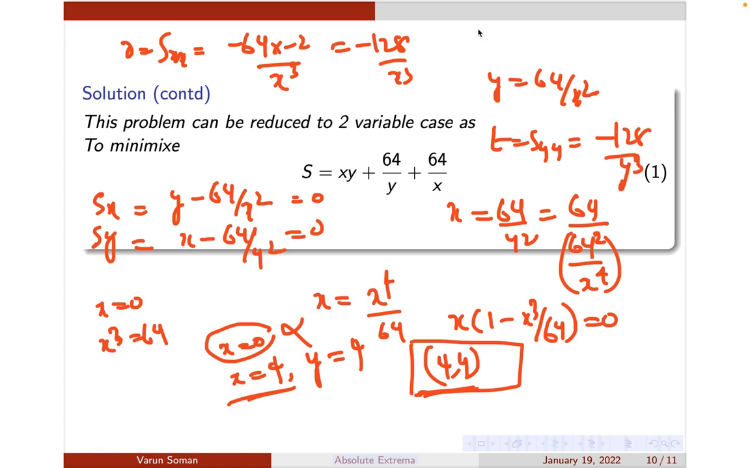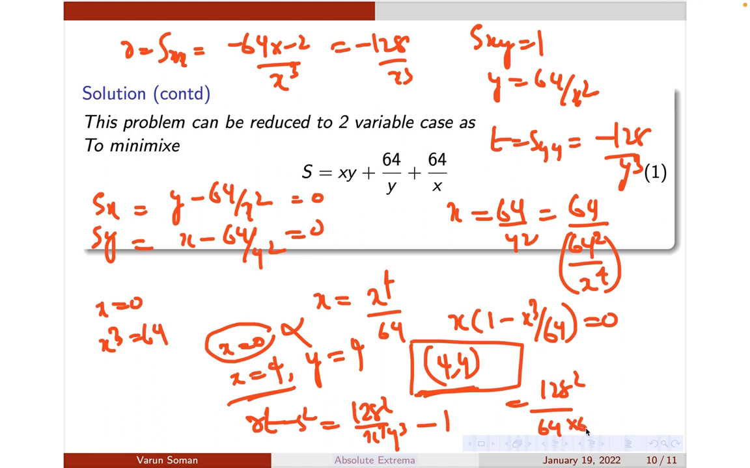Notice your s_xy is actually basically 1. So what is your rt minus s square? Rt minus s square is actually 128 square by x cube y cube minus 1. So when you substitute the value 4, definitely this will become positive, because 4 cube is actually 64, y cube is actually 64, so it will become 128 square by 64 into 64 minus 1. This will anyway be greater than 0.